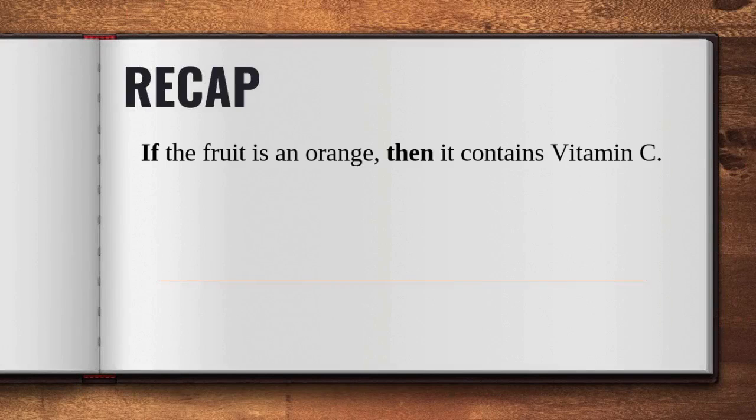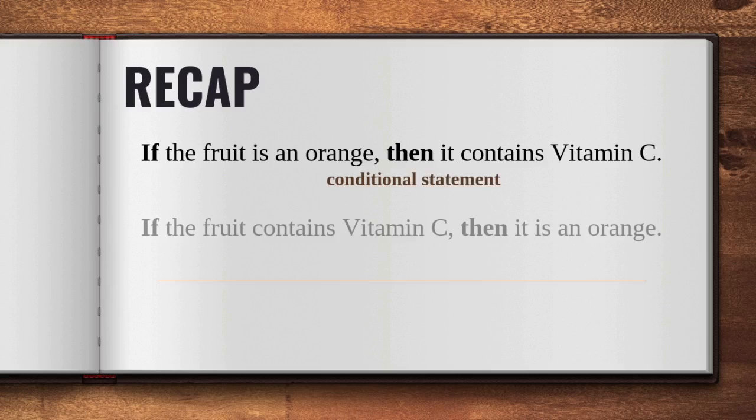Take a look at this example. If the fruit is an orange, then it contains vitamin C. Okay? This is our conditional statement. So again, if we're going to get its converse, we will make its conclusion the new hypothesis, and the original hypothesis will now become its new conclusion. So if the fruit contains vitamin C, then it is an orange. This is our converse statement.